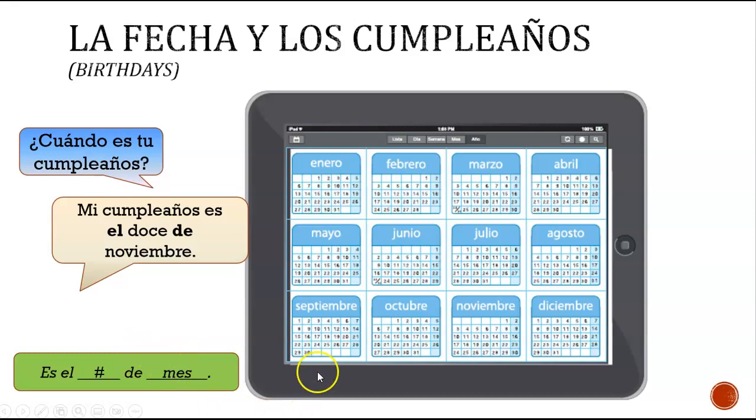So let's do a few practice. Can you tell me what May 9th would be in Spanish? Es el 9 de mayo. Let's practice with September 18th. Es el 18 de septiembre. And if you want, again, you can add the phrase mi cumpleaños es in front of it.